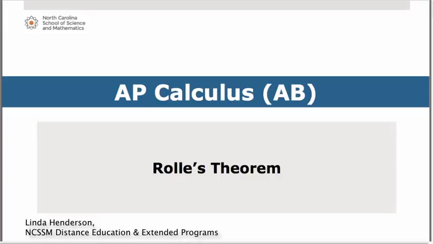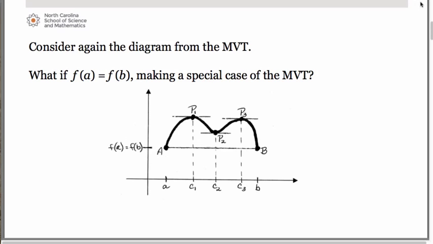Hi everyone, welcome to this lesson on Rolle's theorem. Consider again the diagram we had in our lesson on the mean value theorem. This is a special case of the mean value theorem in which f of a is equal to f of b. If you take a look at the diagram here, it's the same one we had in our lesson on the mean value theorem, just tilted to the right so that f of a is equal to f of b.